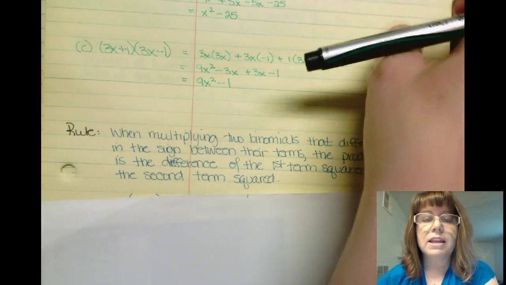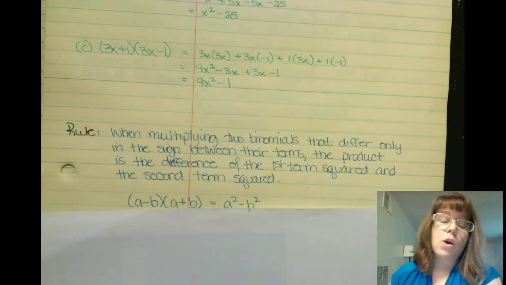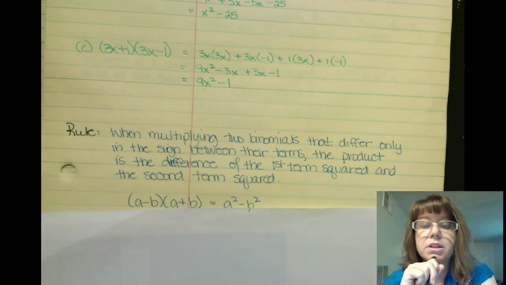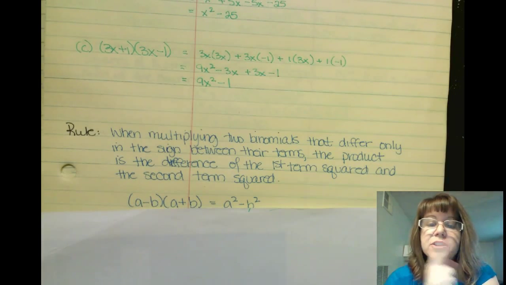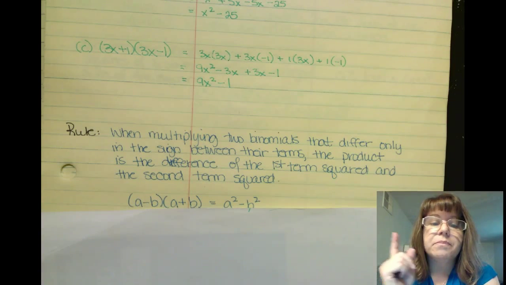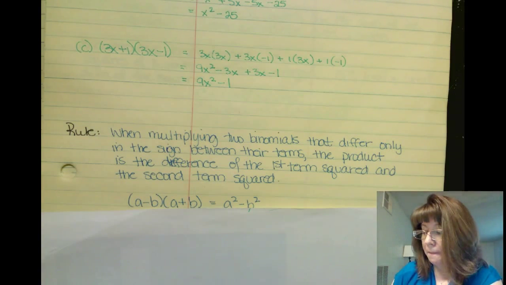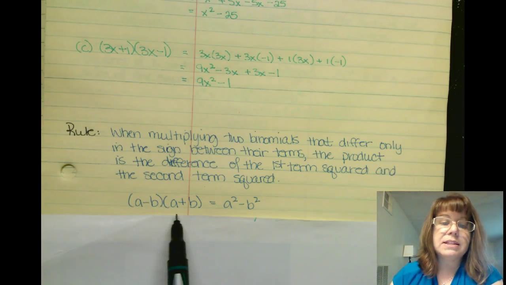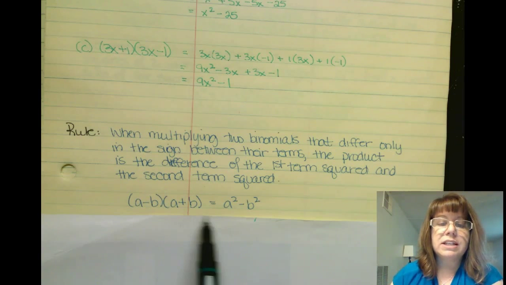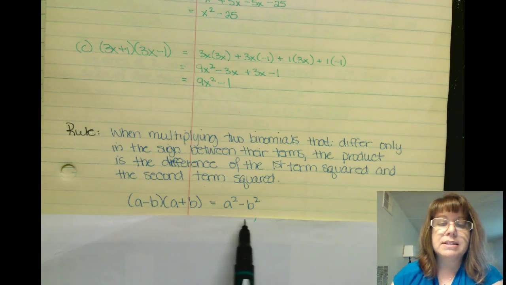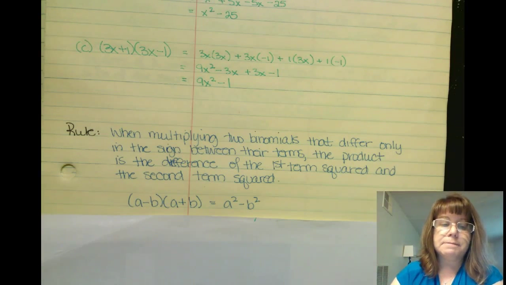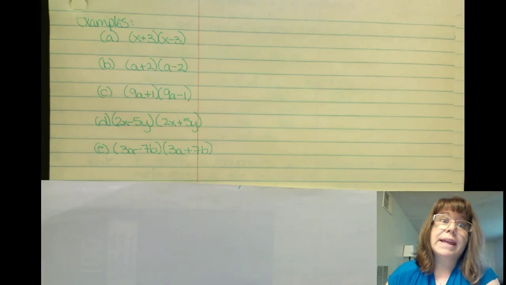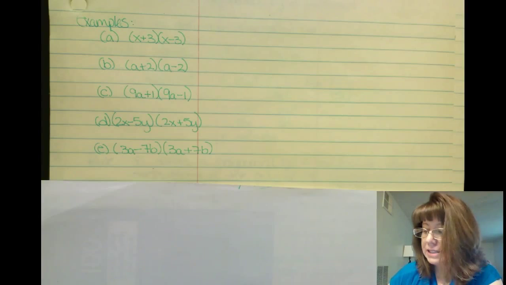So when multiplying binomials that differ only with the sign in their terms, the product is the first term squared and the second term squared. So it's the difference, it's subtraction. So a minus b quantity times a plus b will always result in the first term being squared minus the second term being squared. Using our new rule, let's quickly run through 5 problems. And again, this will make our life a lot simpler.